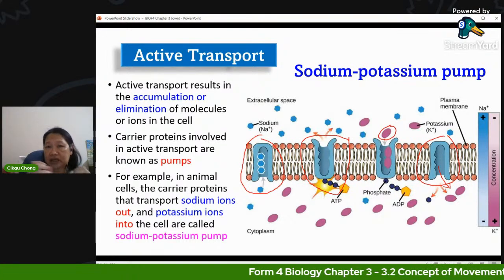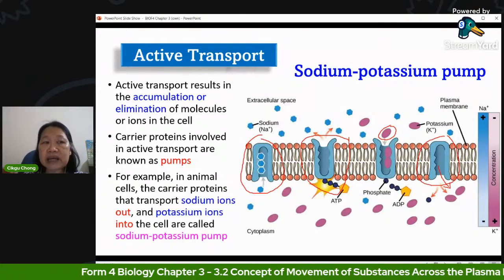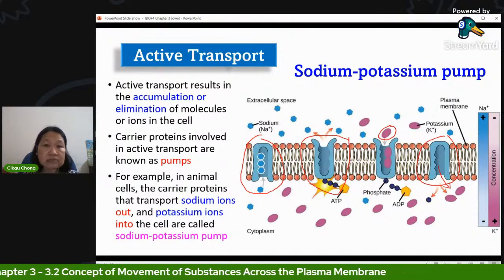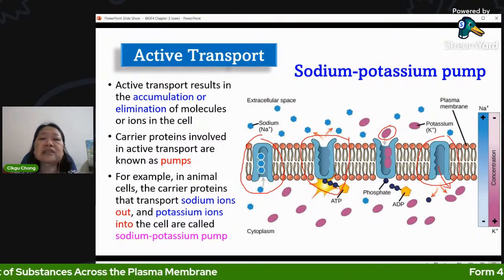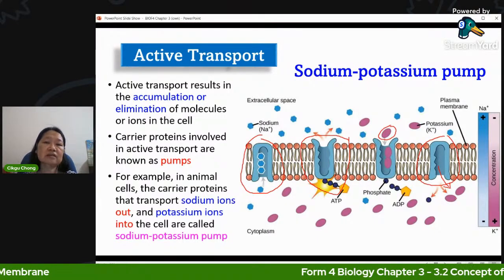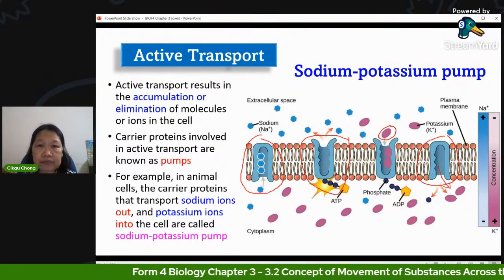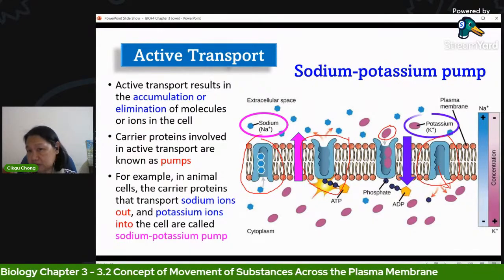So you see, it's a sodium-potassium pump. This carrier protein pushes out the sodium and at the same time brings in potassium. In the end, you will find more and more potassium inside the cell, and more sodium outside the cell, because it does not achieve an equilibrium. So sodium goes out and potassium comes in.